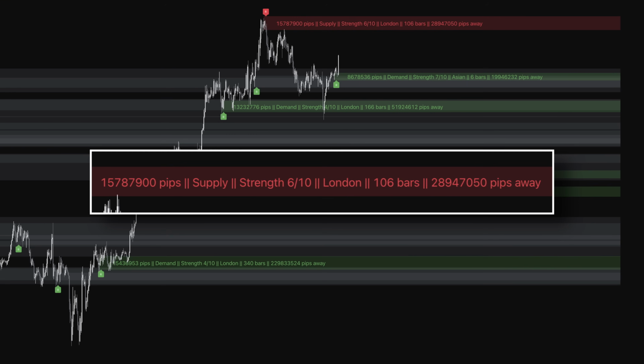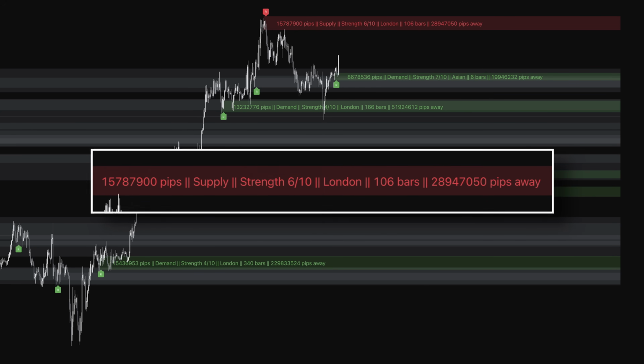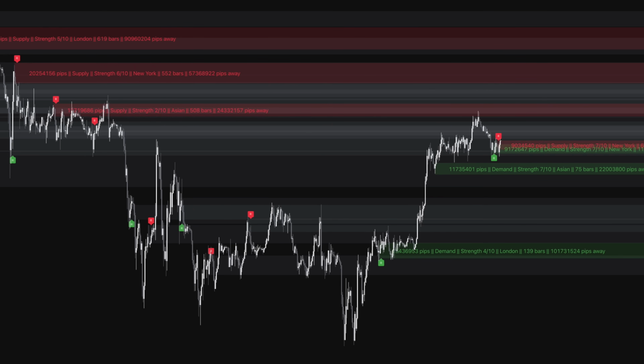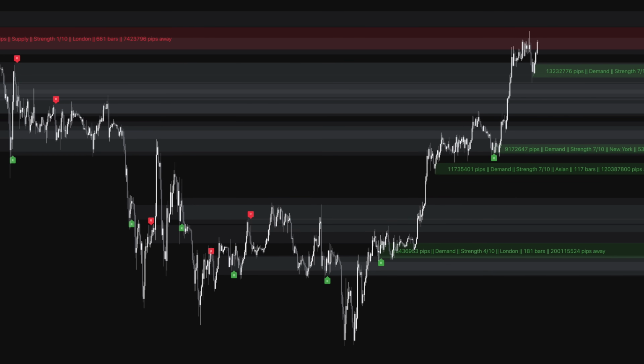What sets this apart is the comprehensive zone tracking. Each zone displays its height in pips, creation session (Asian, London, or New York), age in bars, distance from current price, and a calculated strength score from 0 to 10. Zones automatically hide when they become too old, or when maximum zone limits are reached, keeping the chart clean.